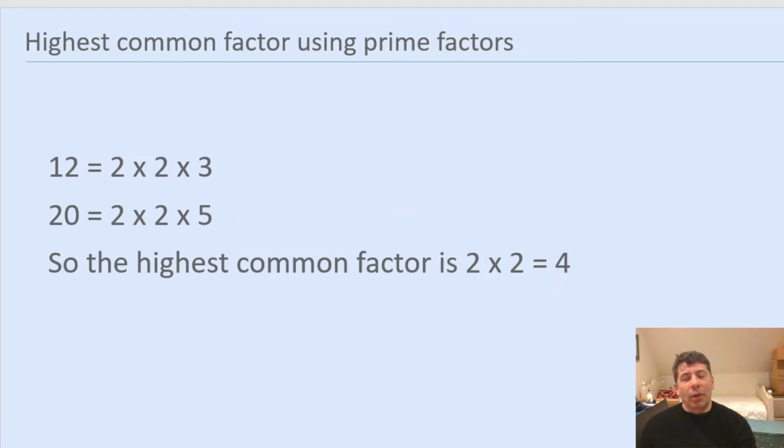To get to the highest common factor, we need to take the ingredients that are in both 12 and 20. So they are only 2 times 2. So 2 times 2 is 4. This is the highest common factor. This is what you found. We found 2 was a common factor, but we found 4 was the highest common factor. So our method has worked again. We've taken the ingredients that are in both numbers.